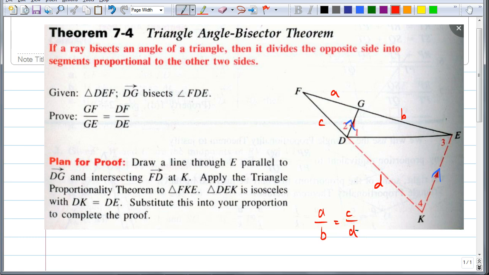This is the triangle proportionality theorem. It's the very first theorem we studied. Right, Esther? Do you see this? Hey, hold on. Let me prove it to you.